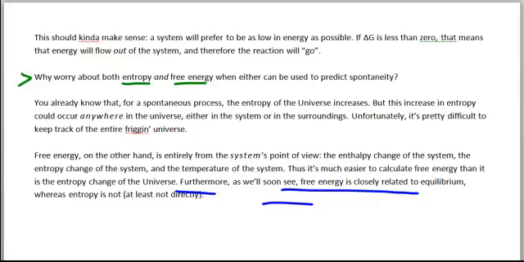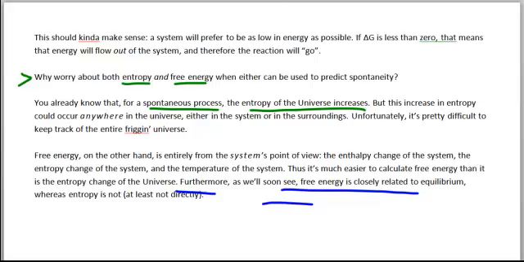Well, there's a good explanation for that. We've already talked yesterday about how the entropy of the universe must increase for a spontaneous process. But as you can imagine, the universe is a really big place. This entropy change could occur anywhere in the universe. It could occur in the immediate surroundings of your beaker or flask. But in the case of photosynthesis, for example, the increase in entropy could be 93 million miles away in our sun. And so it's very, very difficult to keep track of the entire universe.